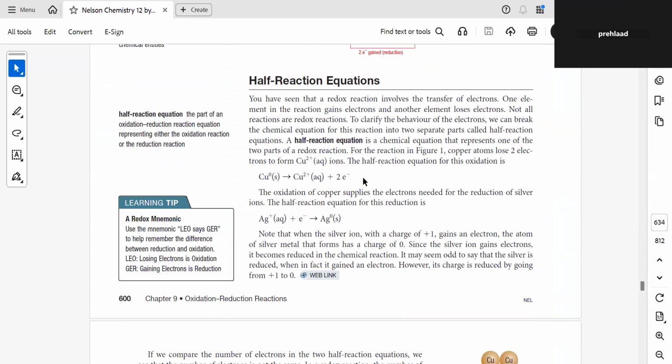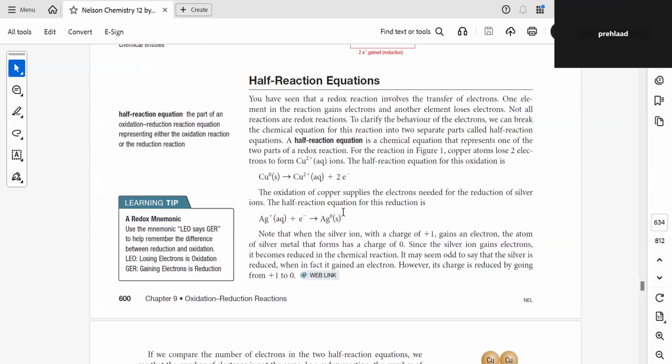So what are these half reaction equations? Let us first understand that. Can you see this? Yes. Copper neutral is losing electron, right? So that means it is undergoing oxidation, correct? This is gaining electron. That means this is undergoing reduction, right? So this is one half reaction and this is another half reaction.